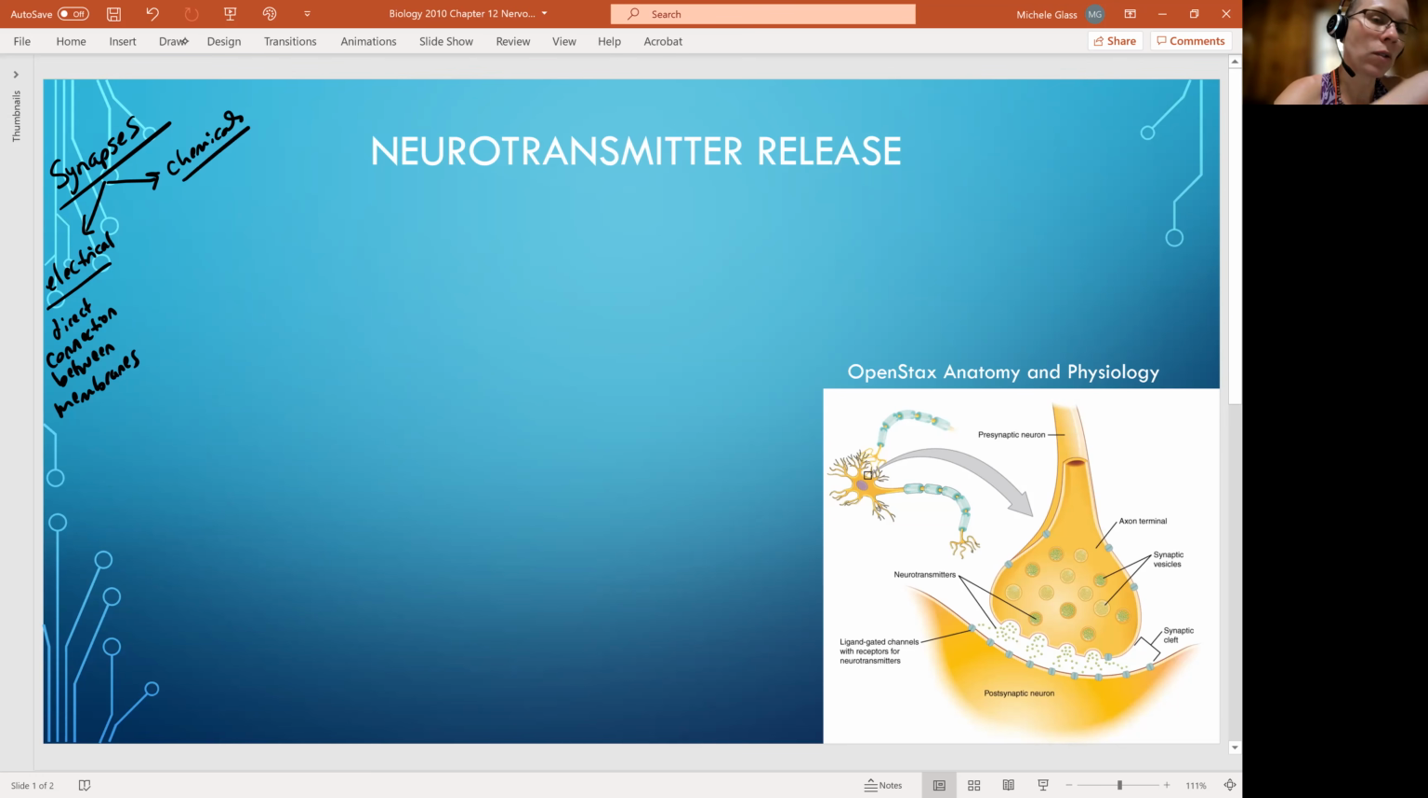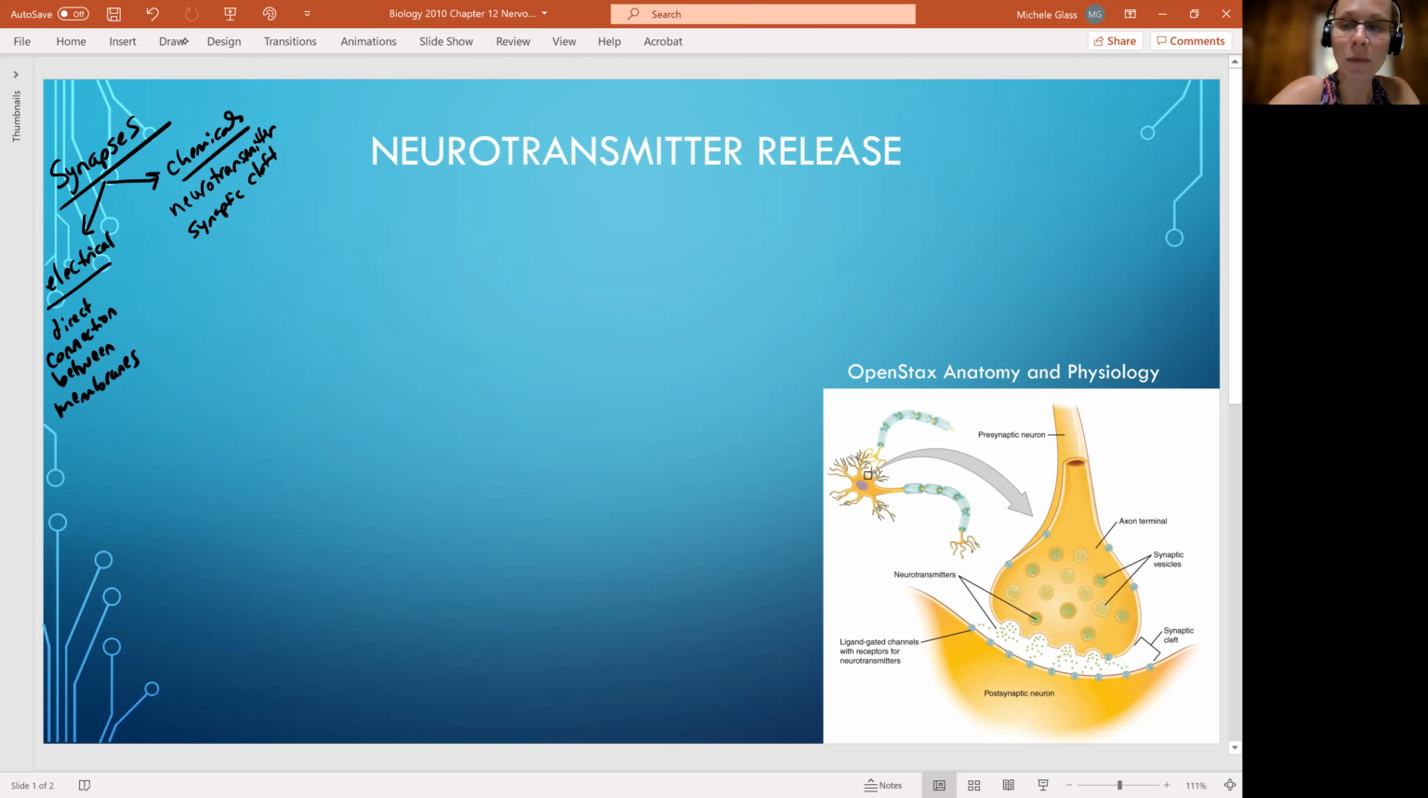The chemical style of synapse involves a neurotransmitter and a synaptic cleft. This is what we've been studying so far. We've been dealing with neurotransmitters being released at a synapse, specifically a chemical synapse.